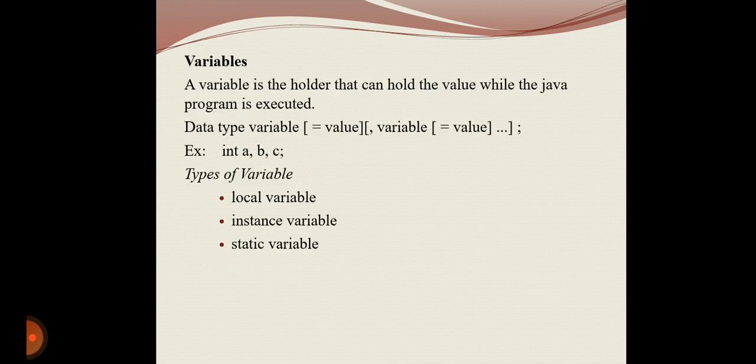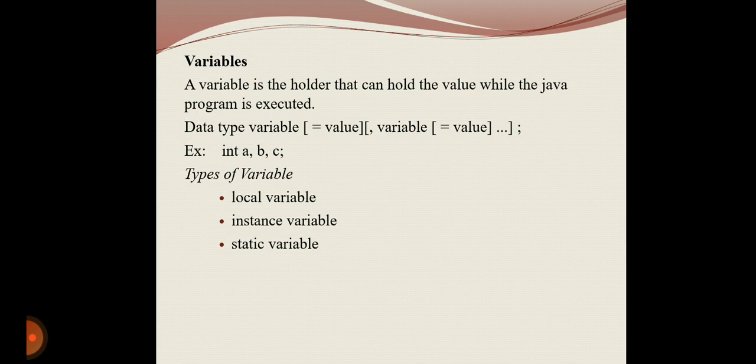The next one is the variable. A variable holds the value while the program is executed. Otherwise, we can say it is a reserved area allocated in memory, or the name of a memory location. That is what is called the variable. In the previous videos we have seen the different types of variable: local variable, instance variable and static variable.